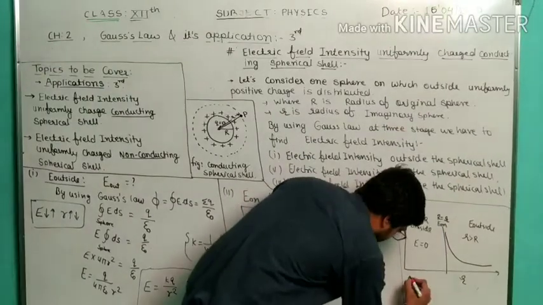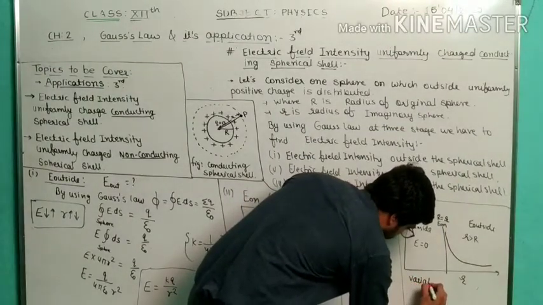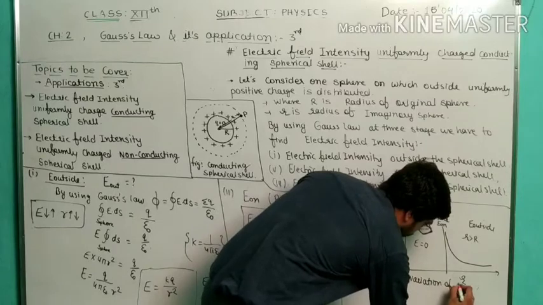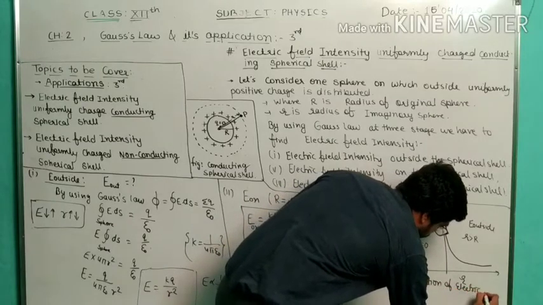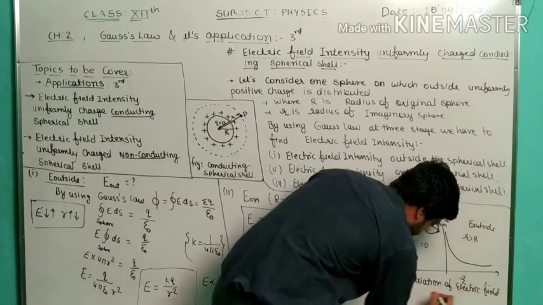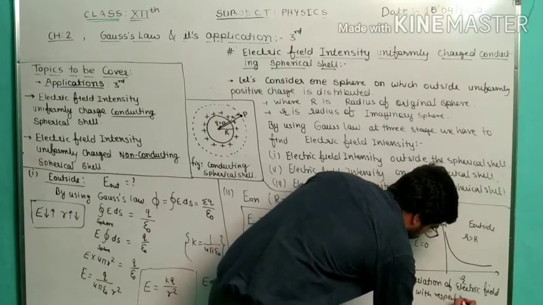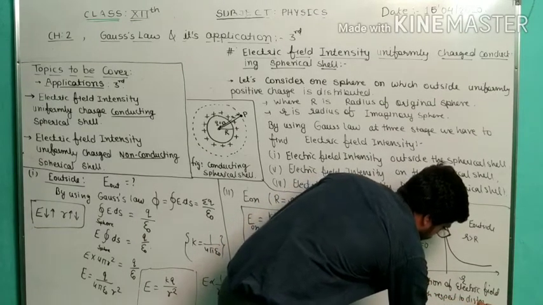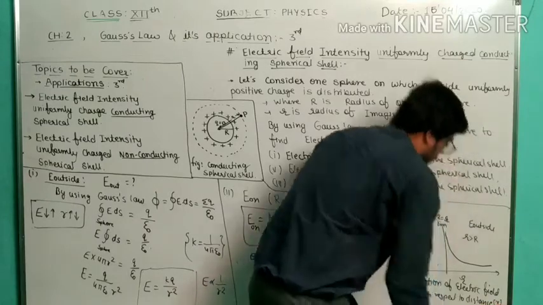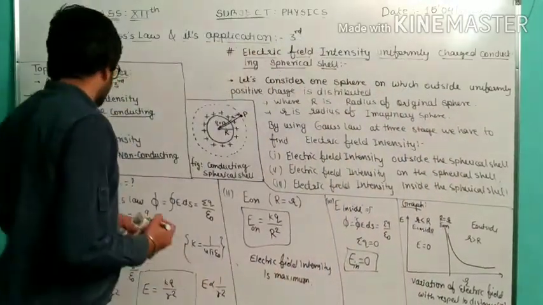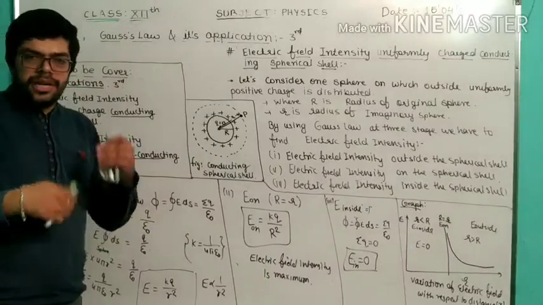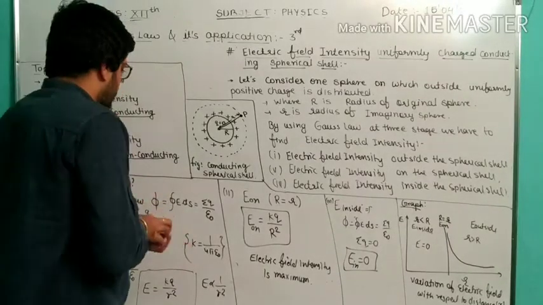So what do we represent here? The variation of electric field with respect to distance, and distance is r. Hopefully you understood this whole derivation, and now this derivation is completed.